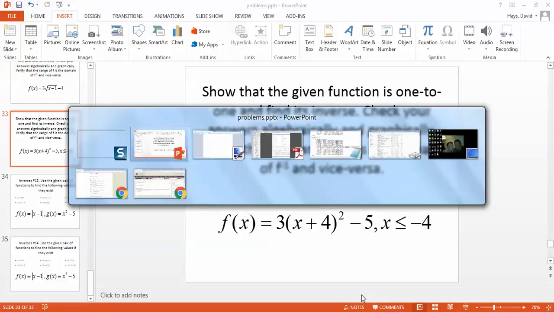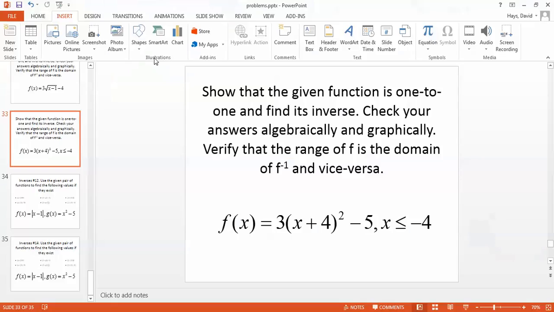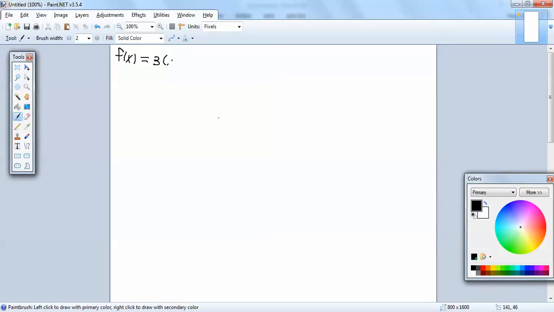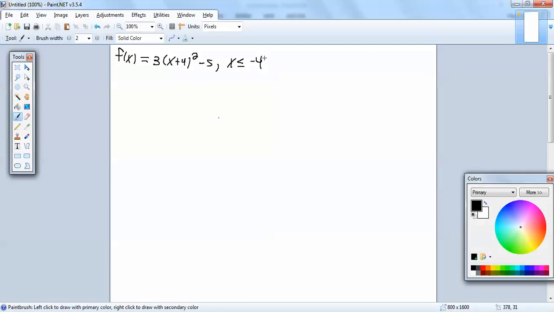Let's take a look at this problem. We've got f of x is equal to 3 times (x plus 4) squared minus 5, and x is less than or equal to negative 4. Well, they tell us the domain: x is less than or equal to negative 4. So that's going to be negative infinity to negative 4, written in interval notation.